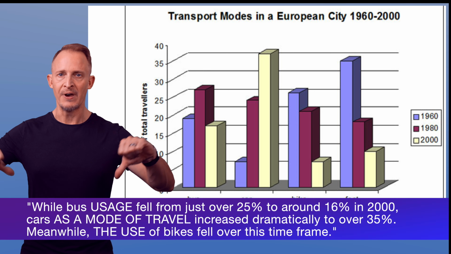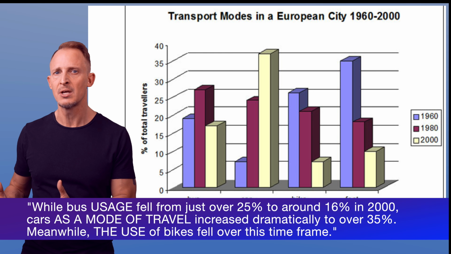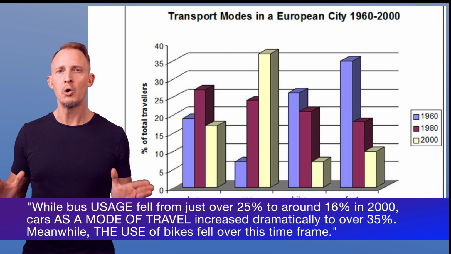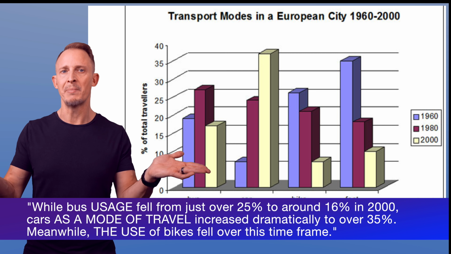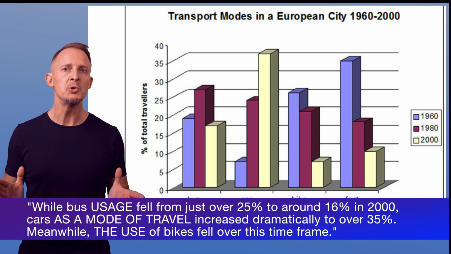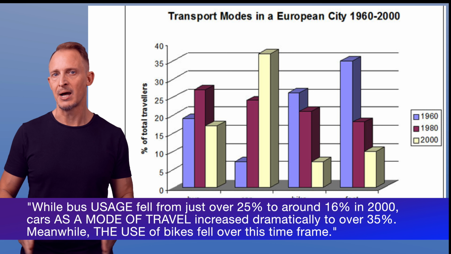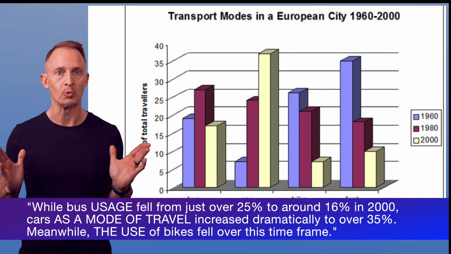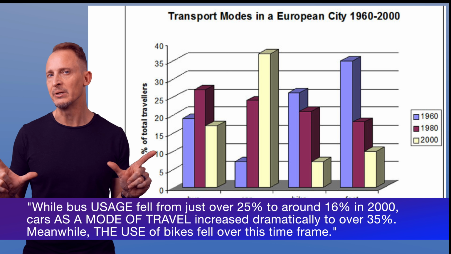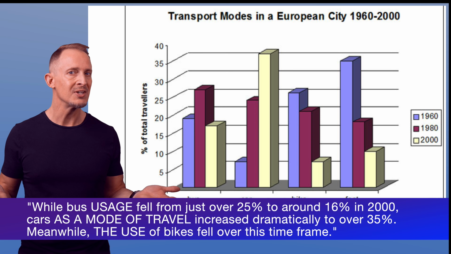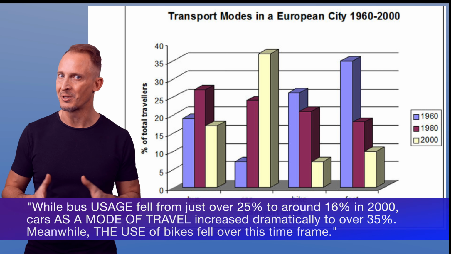While bus usage fell from just over 25% to around 16% in the year 2000, cars as a mode of travel increased dramatically to over 35%. Meanwhile, the use of bikes fell over this time frame. Once again, when you're analyzing your Task 1 before you even write about it, look carefully to identify what the subject is. What is it exactly that's being measured?